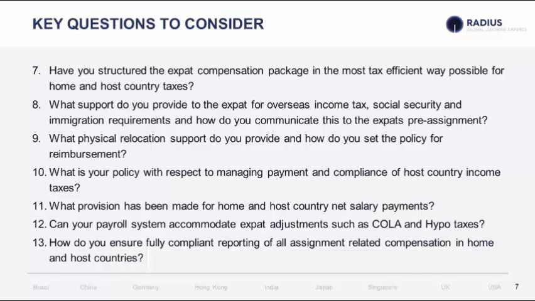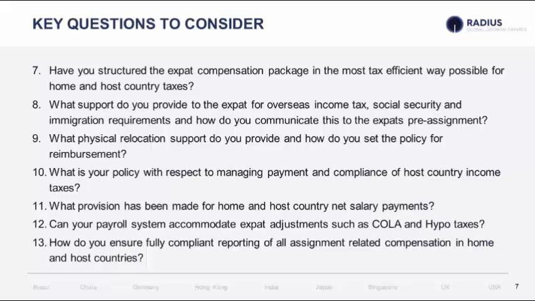Point number 9, what physical relocation support do you provide and how do you set the policy for reimbursement, i.e. are you going to allow business class flights for flights over 4 or 8 hours? Do you provide sea freight or air freight? Do you provide storage in the home location? These again are all typical questions that you need to be thinking of.